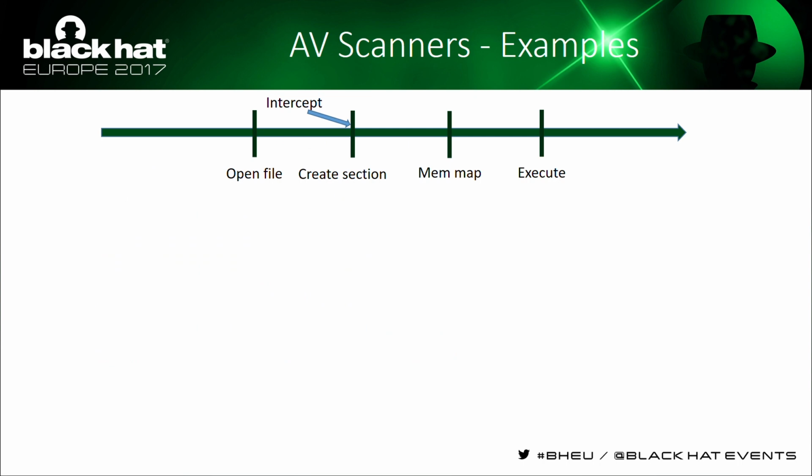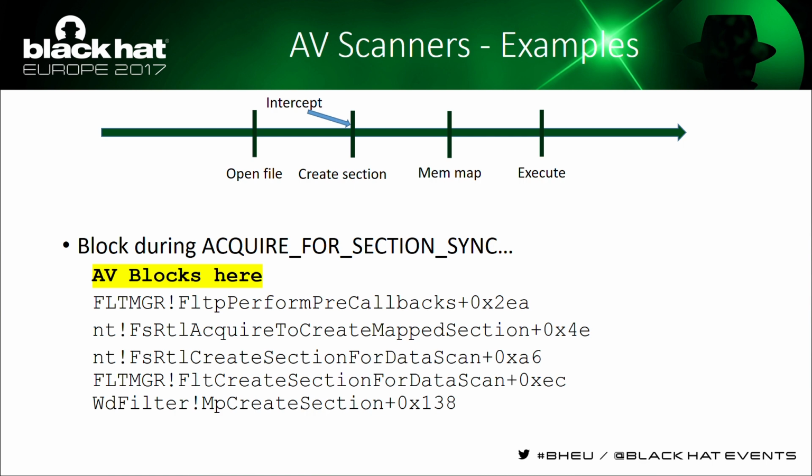Another example is interception during section creation. In this specific example, you can see that Microsoft Defender tries to scan the file while another vendor intercepts this attempt and blocks the memory mapping. Like in the first example, you can imagine that it will be scanned in the same way from another process, and if the file is considered to be clean, the execution will continue, otherwise it will be blocked.